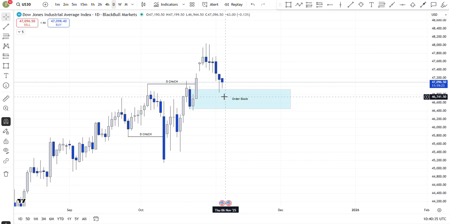So my bias now is a long bias because it's tapped in here. But I need to confirm that bias. A bias is just that. It's a theory. It's an idea. It's not factual. What I need to do then is locate the evidence to back up that idea that I've had.